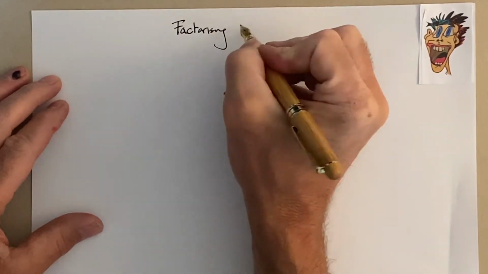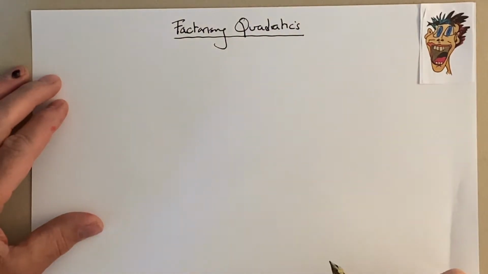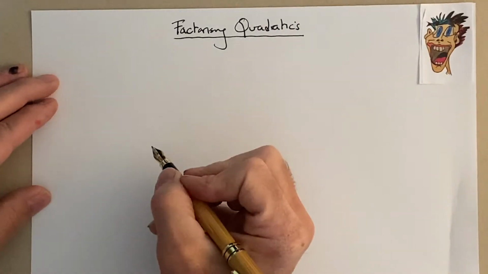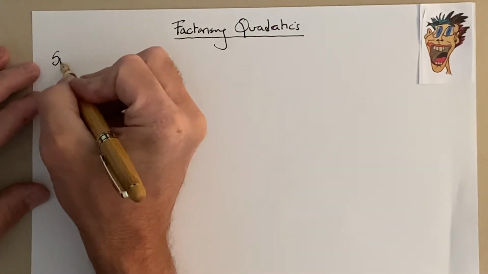Factorising quadratics. Just use this as a memory sheet to go through everything we've learnt. We're going to look at 4 types of questions. Firstly, let's call it the simple idea.